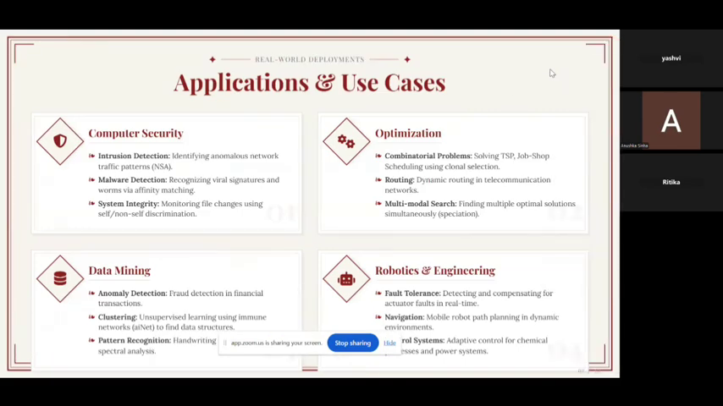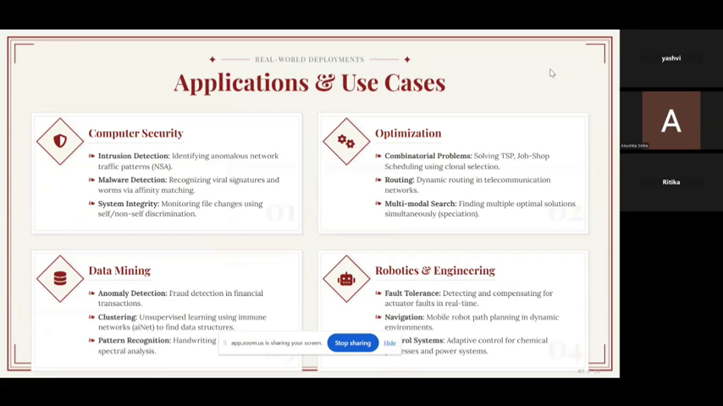We talk about how AIS methods are super versatile and being used in tons of different areas, such as computer security, data mining, optimization tasks, and robotic engineering. They are like the cybersecurity guards detecting intrusions, malware, and changes to file integrity.